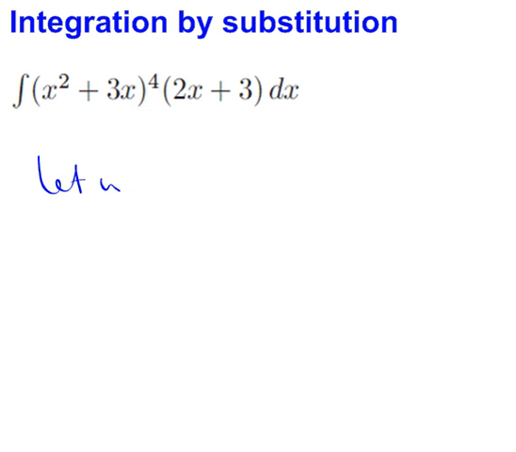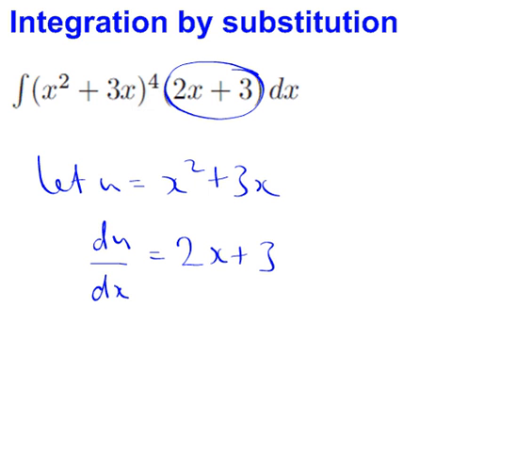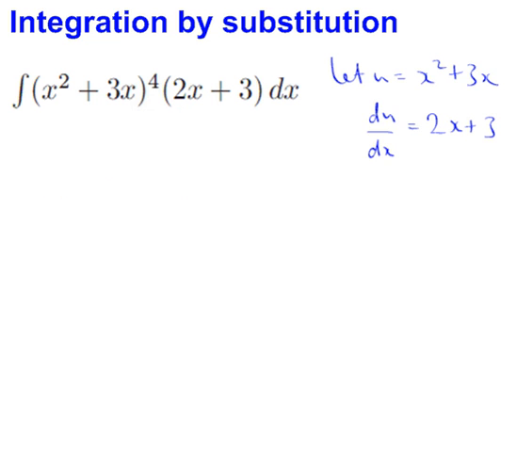So we'll let u equal x squared plus 3x, and if we differentiate that function with respect to x, we will get 2x plus 3, which is in fact that term there. So now we can rewrite this problem as u to the power of 4, and 2x plus 3 was du dx, and we're integrating with respect to x.